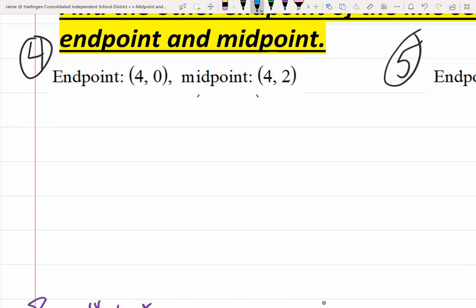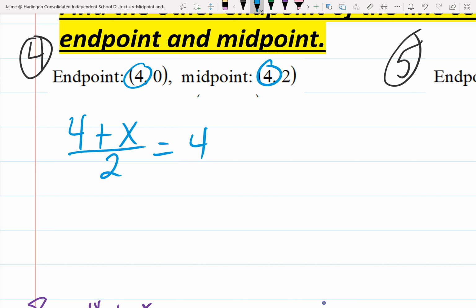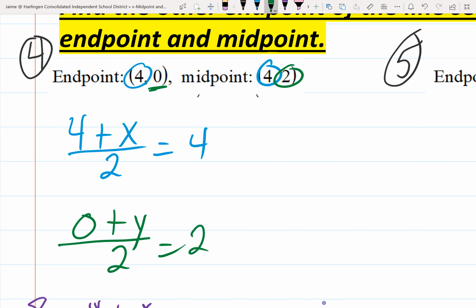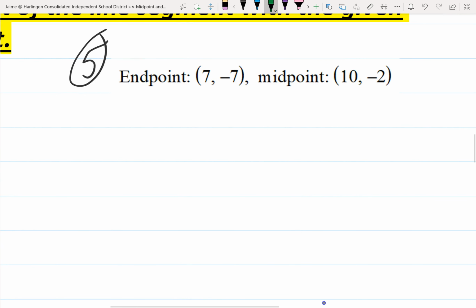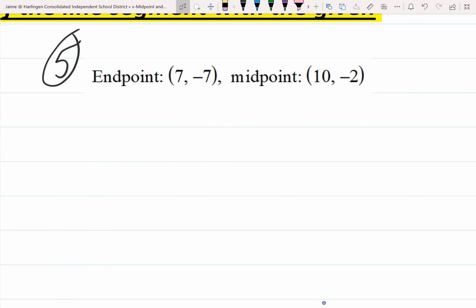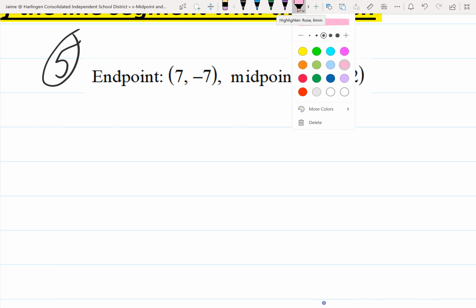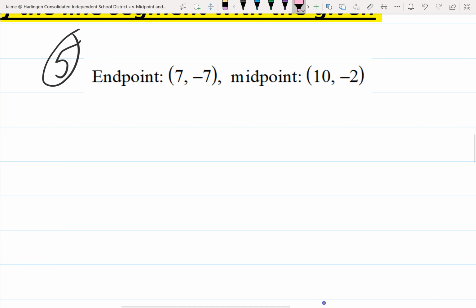What you can do is just do this. 4 plus x divided by 2 is equal to the first number here. Then you get the second number, 0 plus y divided by 2 is equal to the second number here. And then you solve it. So on number 5, that's the trick I'm going to use. Since I already showed you how to do it the long way, I'm just going to do it the regular way.